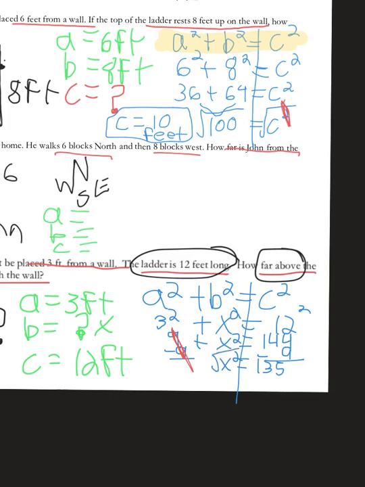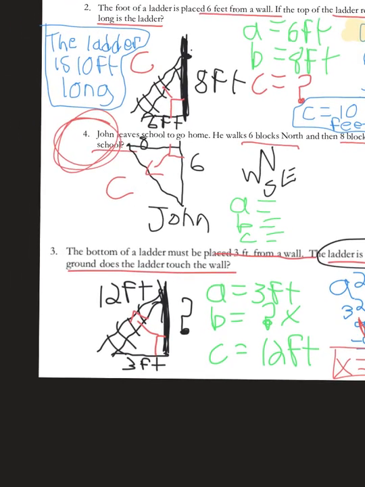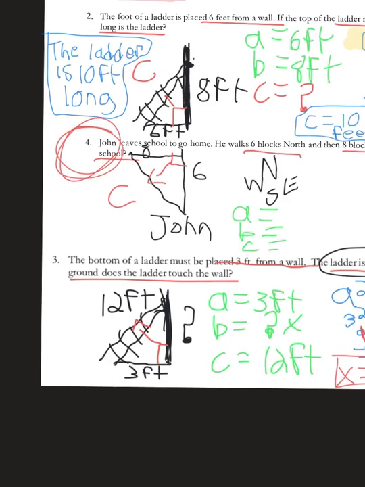And I need to make sure I square root both sides, right? We said the square root is the inverse of squaring something, so the square and the square root cancel out. Plug in, what is the square root of 135? Well, if you plug that into a calculator, the square root of 135 is 11.6. All right, so the ladder is 11.6 feet above the ground.